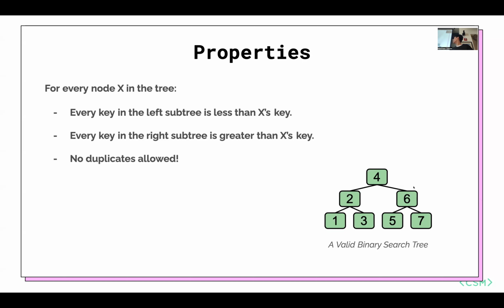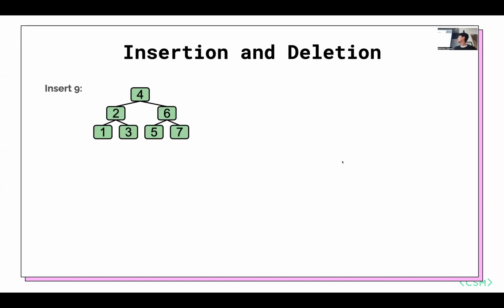And let's practice doing some insertions so we know how it behaves. We have this binary search tree from our previous slide, and we want to insert 9. We check: 9 is greater than 4, so we move on to the right subtree. 9 is greater than 6, so we move on to the right subtree, which is just 7. Because there are no more values under 7, we insert 9 there. And this is a valid tree.